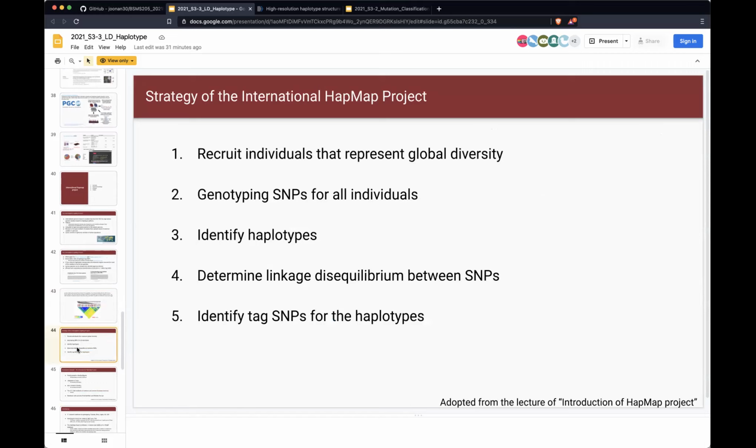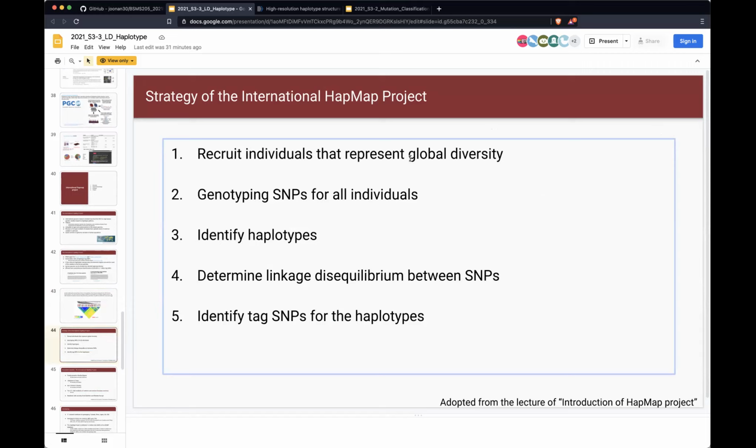Okay, so the strategy of the International HapMap project was to recruit individuals that can represent global diversity. So they're not only looking at people from France or people from England. They recruited individuals from lots of populations, as many as they could. And then they genotyped the SNPs for all individuals, and they identified haplotypes, and they determined LD between SNPs, and they identified the tag SNPs for haplotypes, right? So this is basically what they wanted to do in their project.